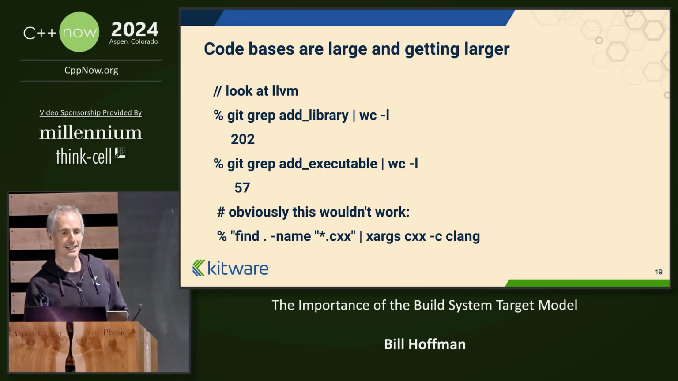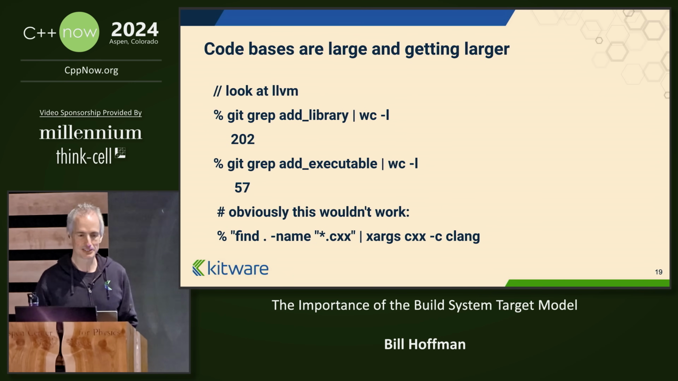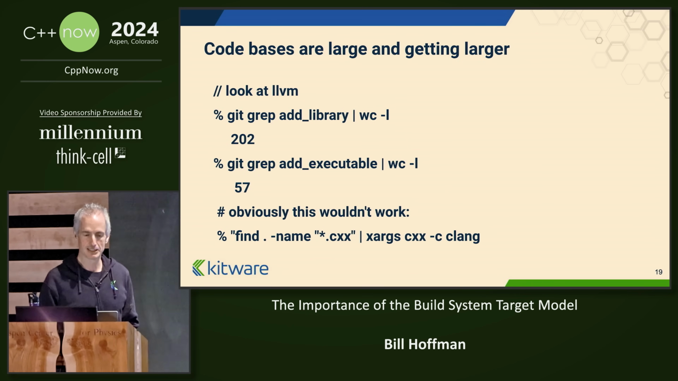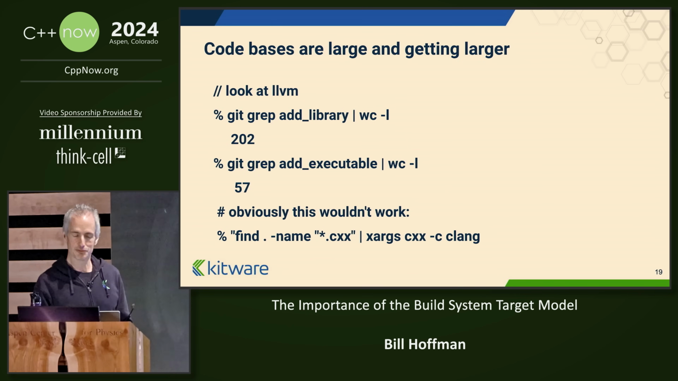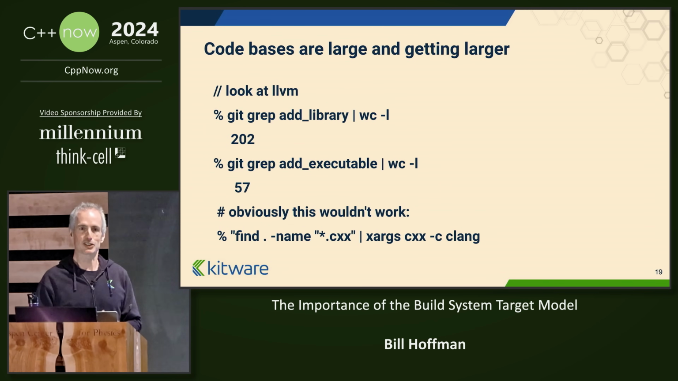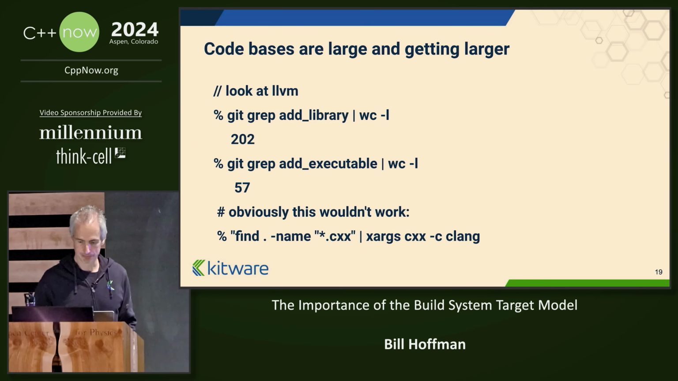All right, so like I said, code bases are getting larger and larger. So I just thought I would take a look around LLVM, throw a git grep in there. This is probably not a completely accurate way to do it, but 200 plus libraries, 57 executables. Obviously, you couldn't just find star.cxx, pipe it into the compiler, and produce Clang. Right? There's a lot more that goes into that, and a lot of interaction and a lot of special compiler flags involved in composing such a complex system.